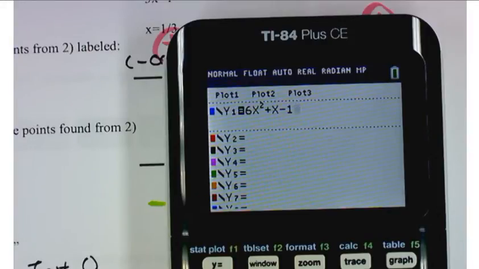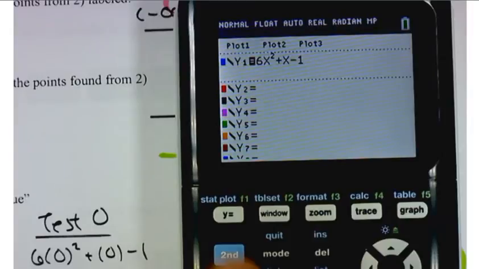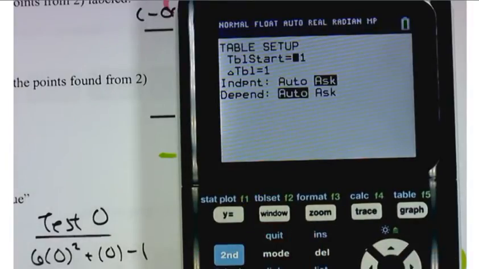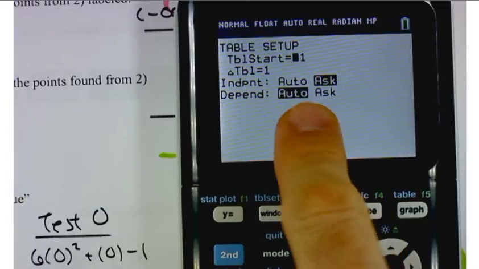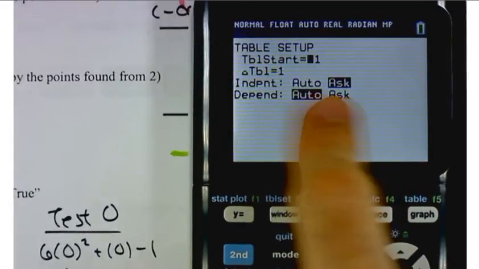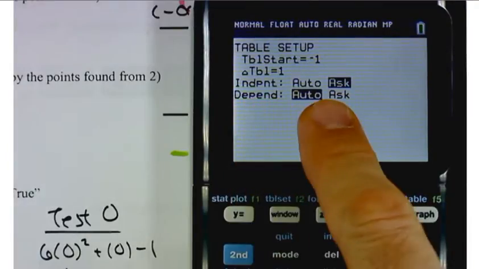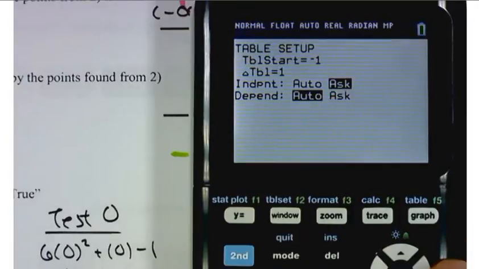Now, there is a little adjustment that we're going to make to our calculators on a one-time basis. So hit the second key, then the window key. This should take you to a menu called Table Setup. And down at the bottom, you'll see Independent. Make sure that's set to Ask. If it's not, cursor over there with the arrow keys and press Enter.